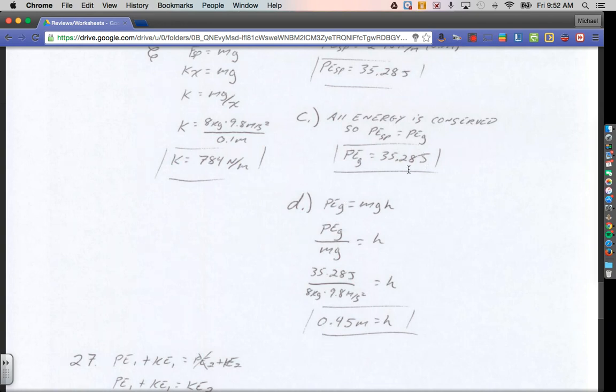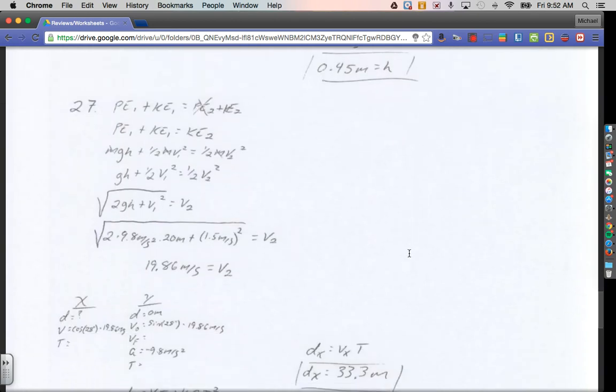It's the 35.28 joules. That equals mgh, so I'm just going to divide by m times g. So when I plug in my numbers, 35.28 joules divided by 8 kilograms times 9.8 meters per second squared, I get a height of 0.45 meters.